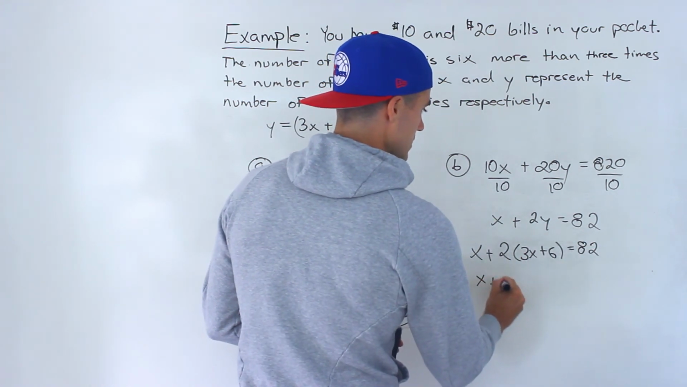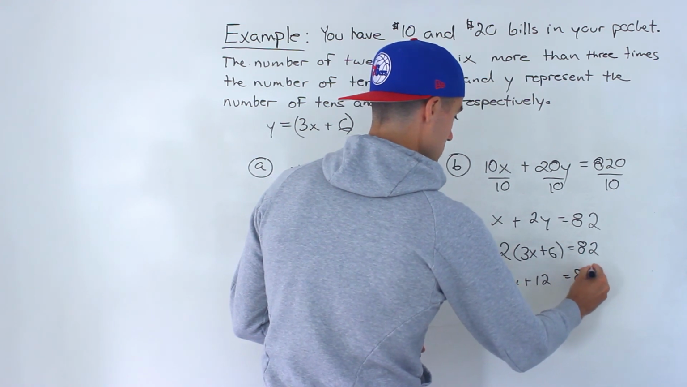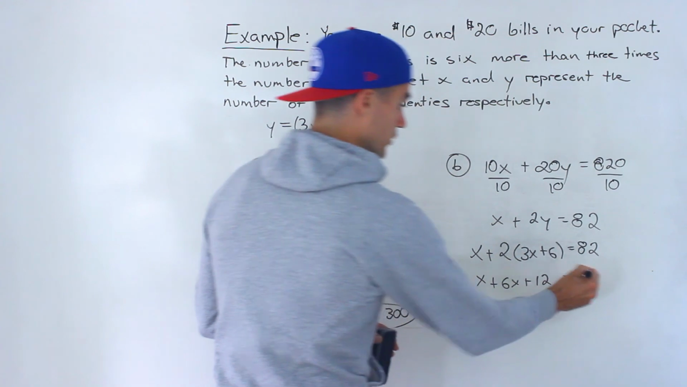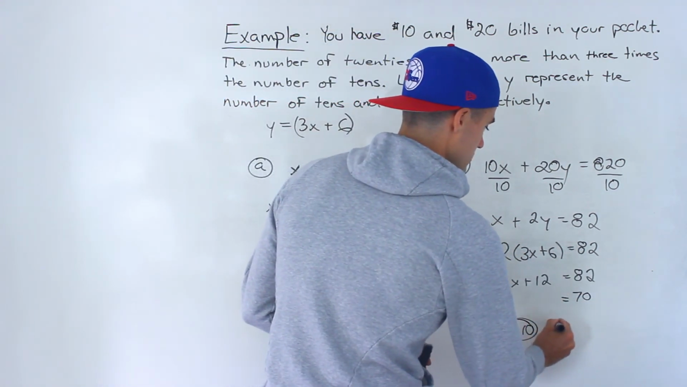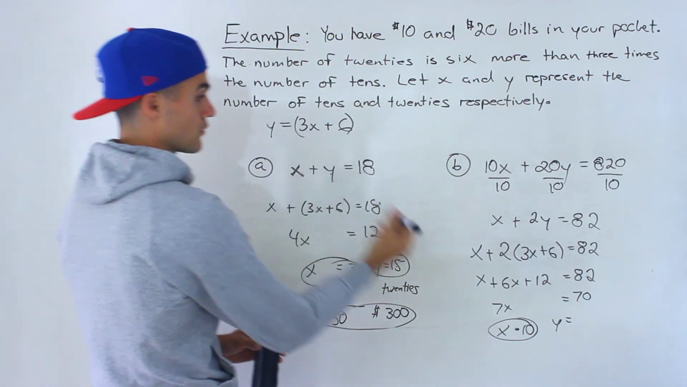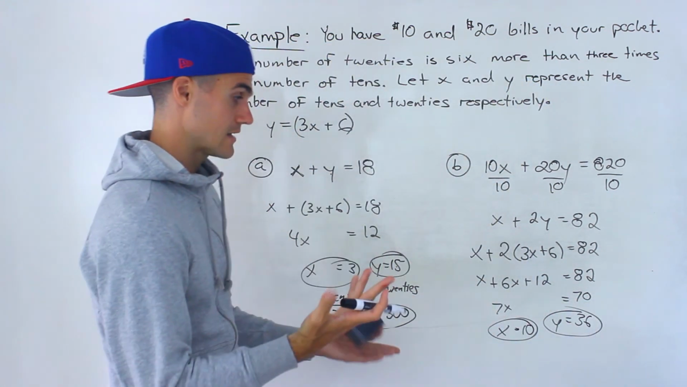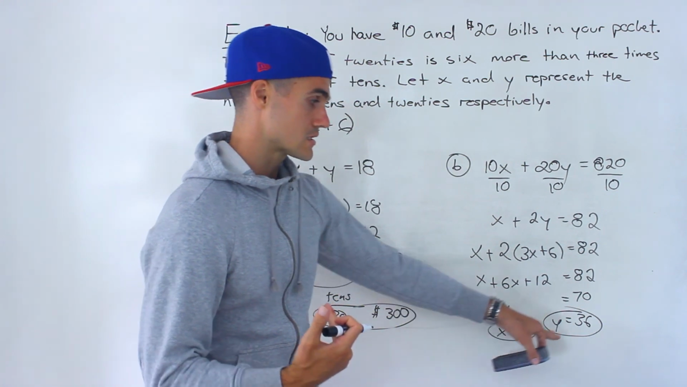So we'd have x plus 6x plus 12 equals 82. 7x is equal to 70, right? Bring the 12 over. X would be 10. So then y would be, plug in the x of 10 here, it'd be 36. So the number of tens is 10, and the number of 20s would be 36.